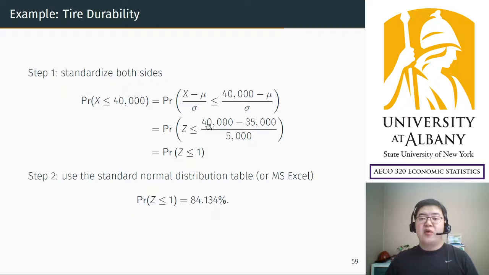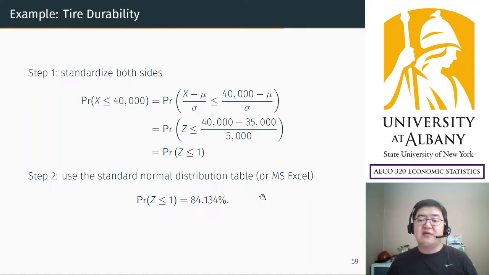calculate this. 40,000 minus the mean, which is 35,000, and divide by 5,000, which equals 1. So that means the probability about x, a non-standard normal distribution, equals the probability about a standard normal distribution. So the non-standard probability is transformed into a standard probability. And the standard normal distribution's probability is known. You know how to calculate this.